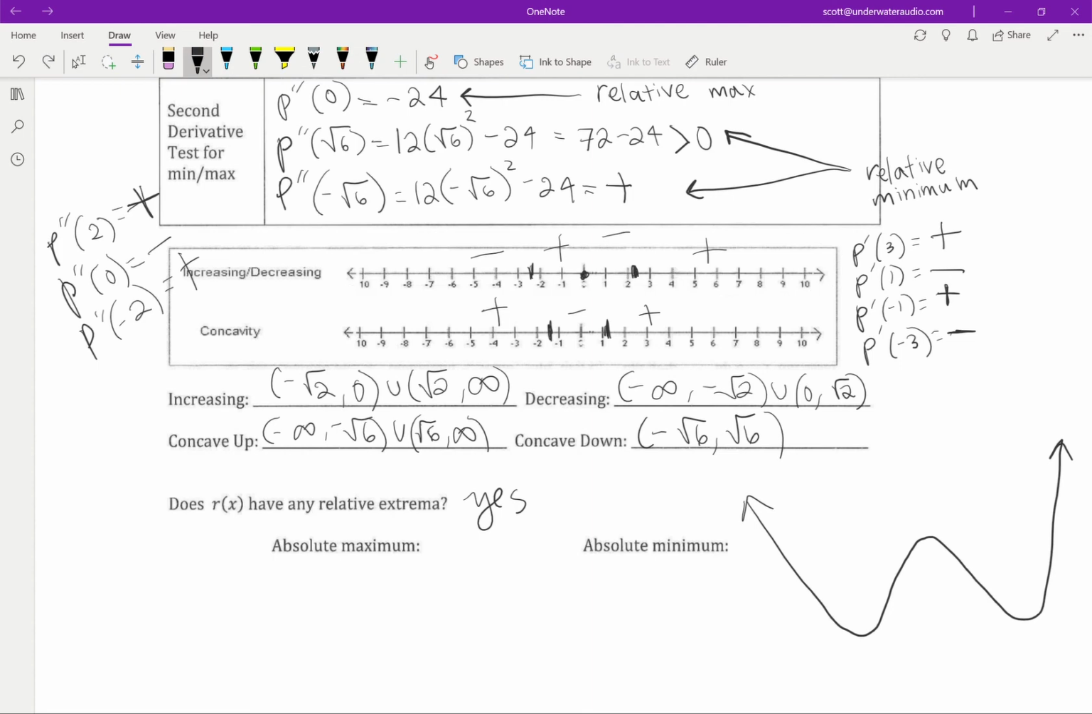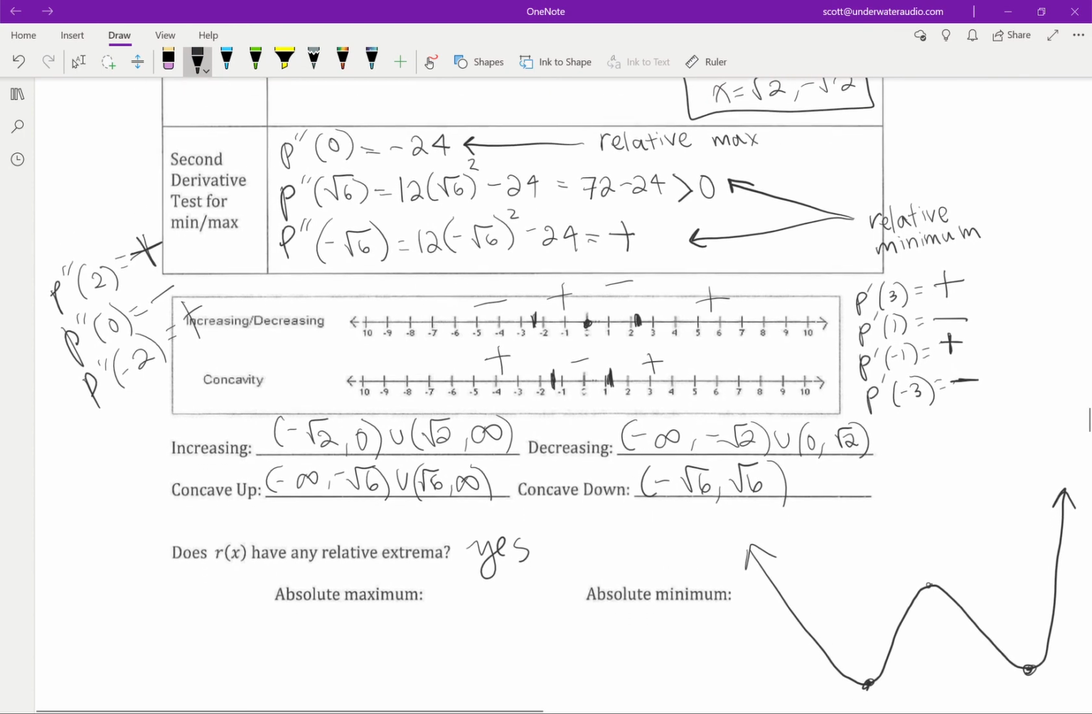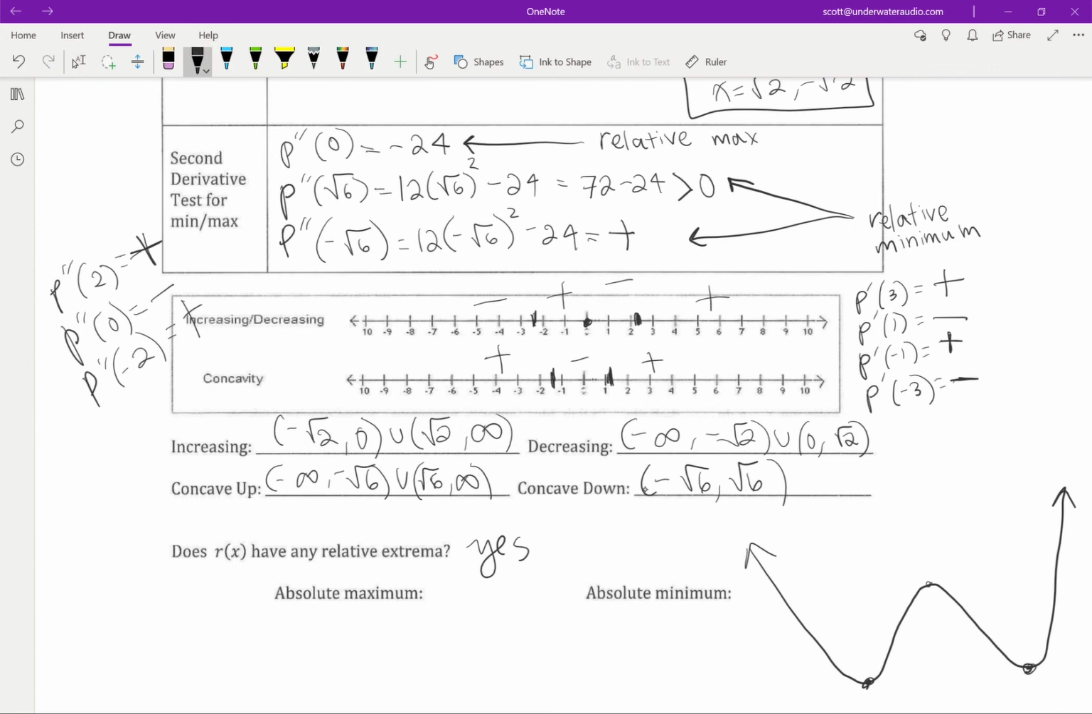Okay, so you know what? I think it might have an absolute minimum, but I'm not sure it's going to have an absolute maximum. So let's plug in our values because I think I found that we are going to have a minimum. Let's see which one's the highest. Where do we think there are 2 minimums here? At square root 6 and negative square root 6.